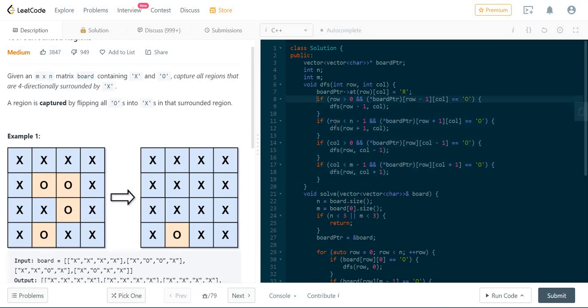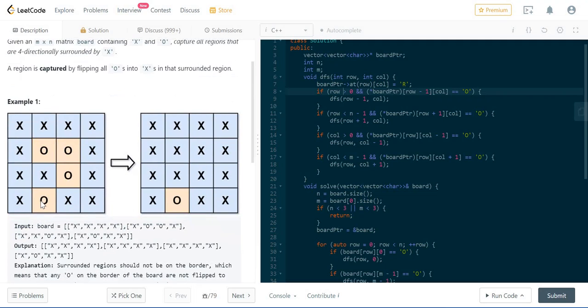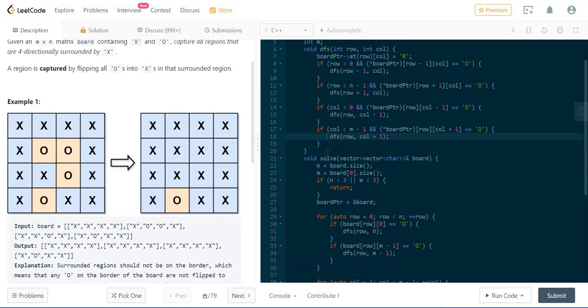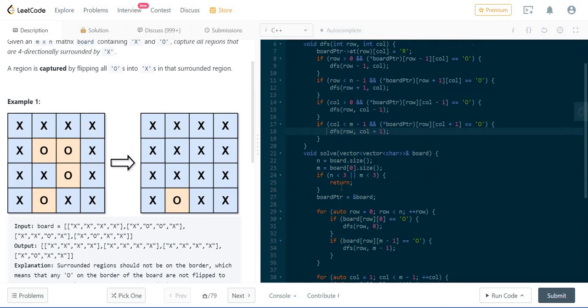You are just checking whether we are getting out of the board, like row is greater than 0, then we decrease, and so on. These are just boundary conditions that we are checking, because for a particular cell we are calling on all 4 sides. So it might be possible that if we are here, then we might make a call here which is an invalid cell. So we are just checking that and making a call only if it is reachable. Yeah, so this is how the DFS will work.